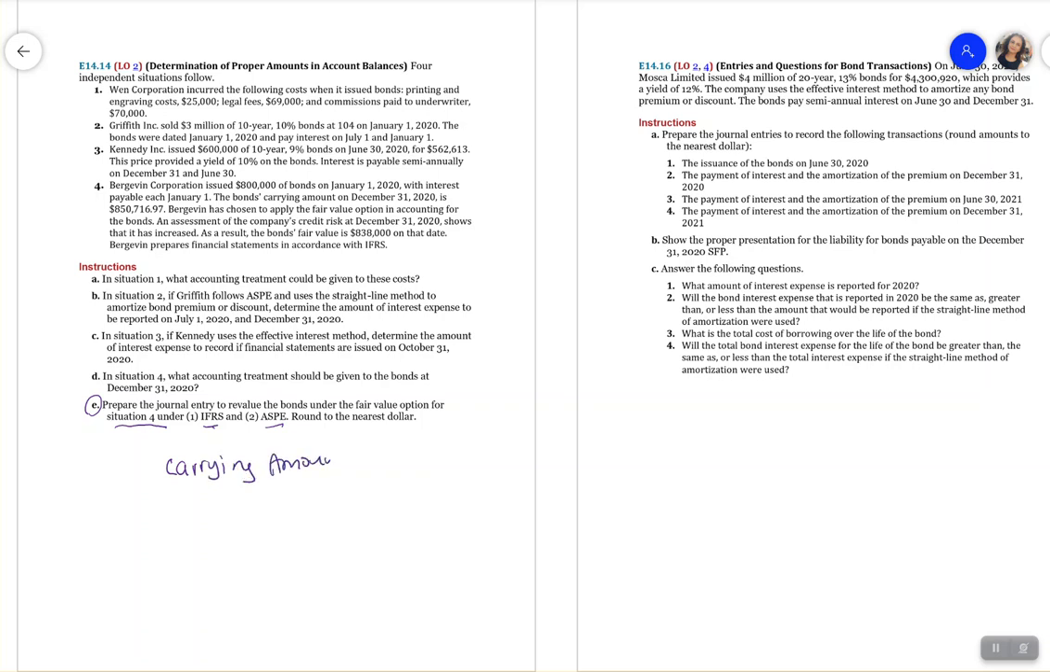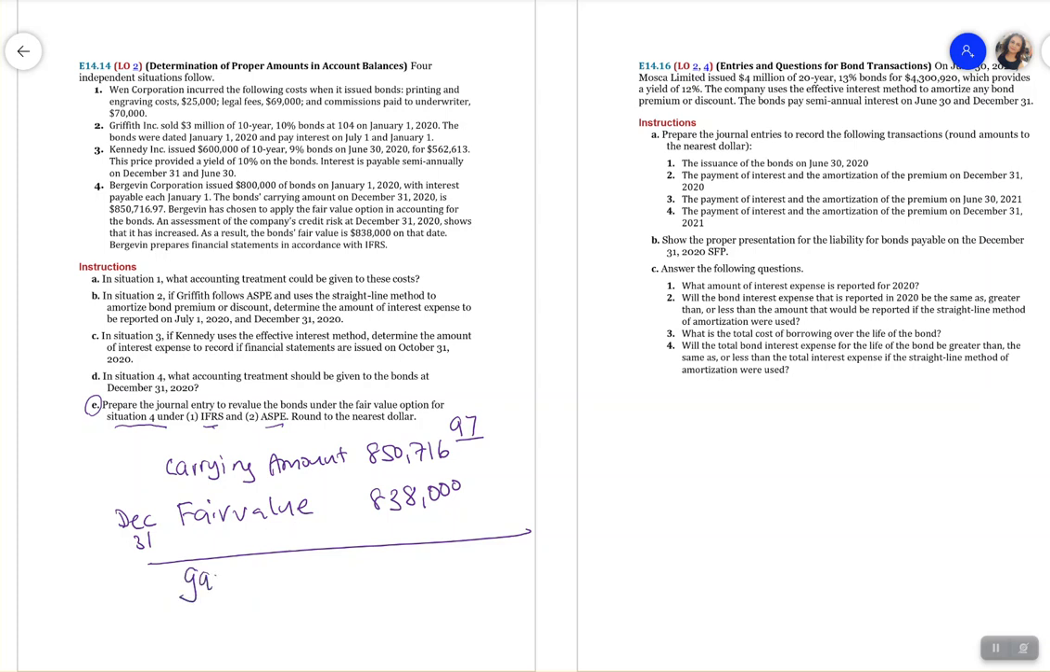The carrying amount in our books was 850,760.97, and the fair value of our bond on December 31st, they told us in the question, was 838,000. So the difference between those two: our liability in this case, we're doing bonds payable, so we have a liability, and then our liability went down, so it is called a gain on a bond, due to change in credit risk.